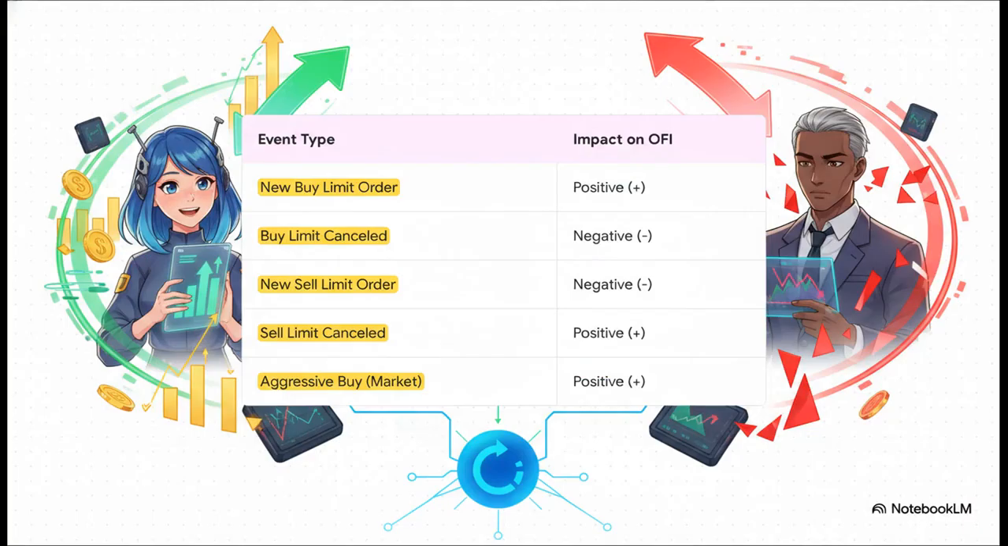So here's basically how it works. When a big buy order shows up at the best price, or a seller suddenly cancels their order and pulls it off the book, both of those things signal that demand is getting stronger, so OFI goes up. And on the flip side, if a new sell order appears or a buyer cancels their bid, that signals supply is strengthening and OFI goes down. Think of it as a real-time pressure gauge for the market.